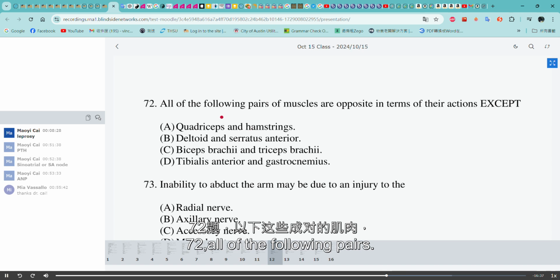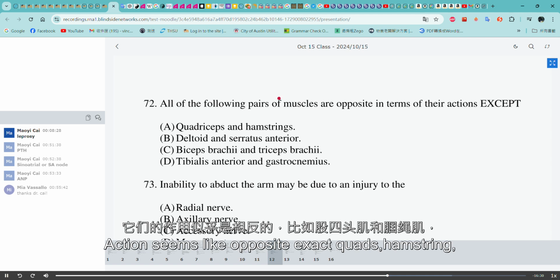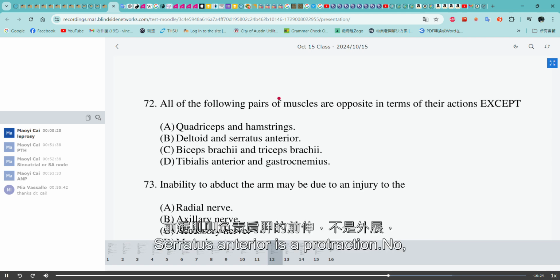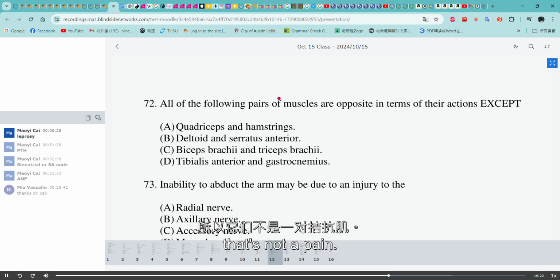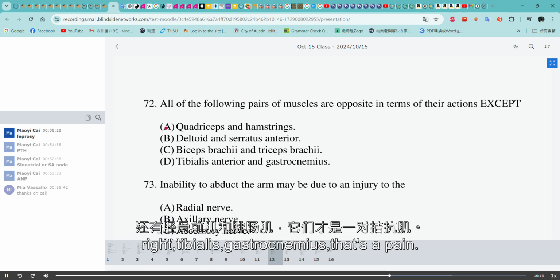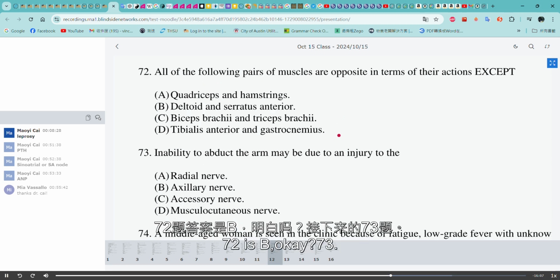72. All of the following pairs. Yeah, you look at it here, right? Action seems like opposite, except quads, hamstring, yes. Deltoid, serratus, and deltoid is abduction. Serratus anterior is a protraction. No, that's not a pair. B is not a pair. The other ones, yes: biceps, triceps, right? Tibialis, gastrocnemius, that's a pair. So this is anatomy. See if you can recognize B. 72 is B, okay?